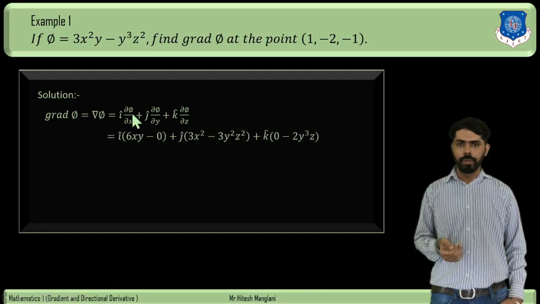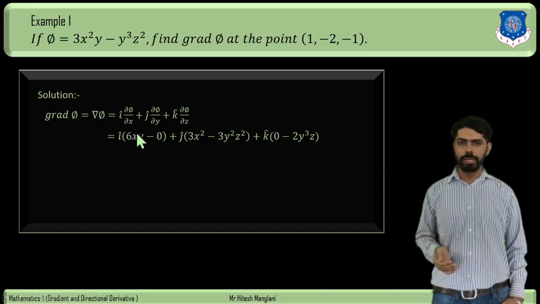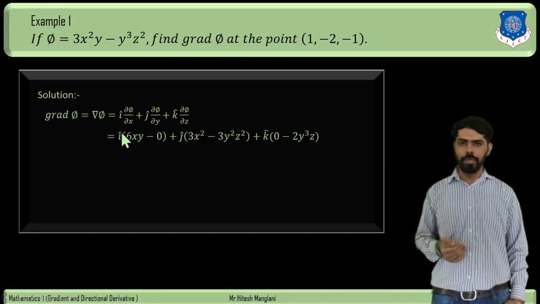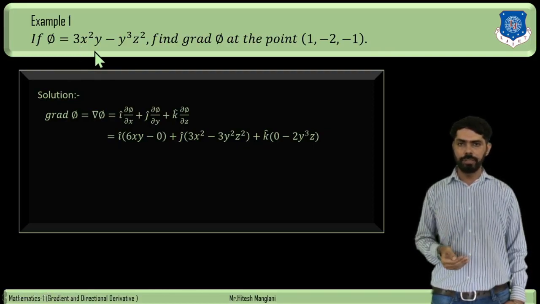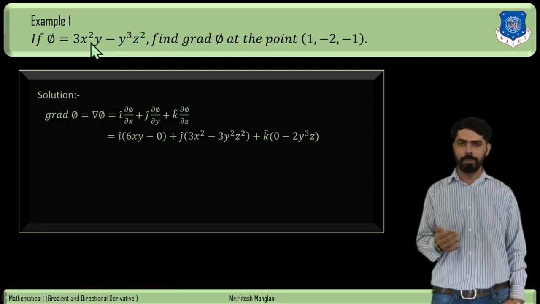Now we know that phi is 3x square y minus y cube z square. So first of all, we will have to find del phi by del x. That means we will have to take the partial derivative of phi with respect to x. The first term in phi is 3x square y. If we are taking partial differentiation with respect to x, then the derivative of x square will be 2x, because we know the formula: derivative of x raised to n is n into x raised to n minus 1. So here it will be 2x into 3, so 6xy.